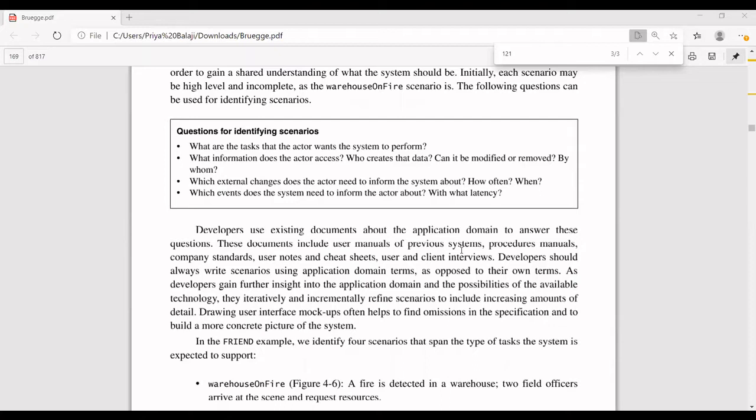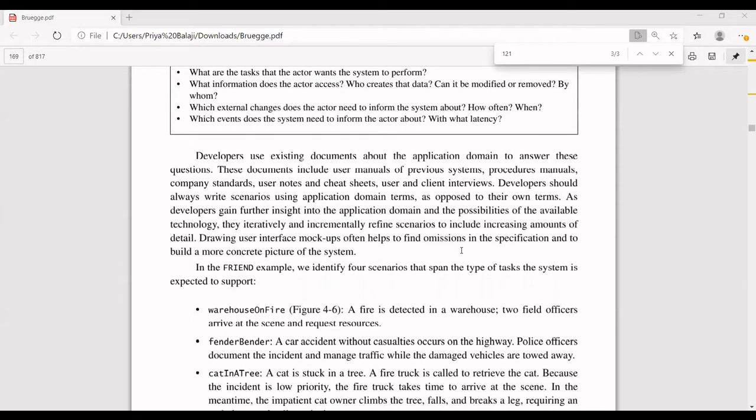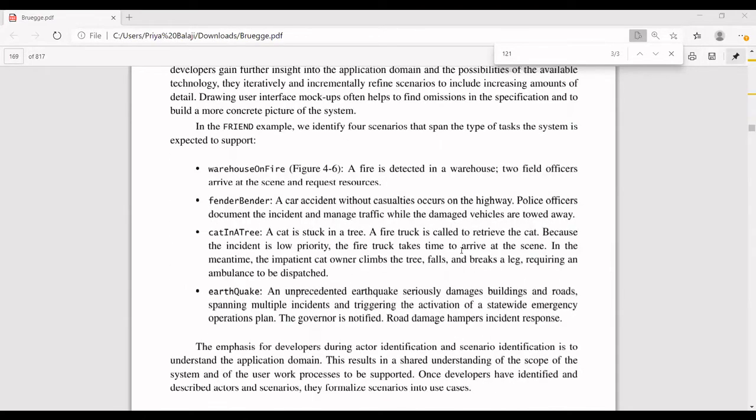Like, what information does the actor access? Who creates the data? How can it be modified or removed? What external changes does the actor need to inform the system about, or how often do the changes occur? Like this, you have to answer certain questions to find out the scenarios. Different scenario examples are given. As I told you, there are different types of accidents that may happen. So these are examples, like 4 scenarios they have shown.